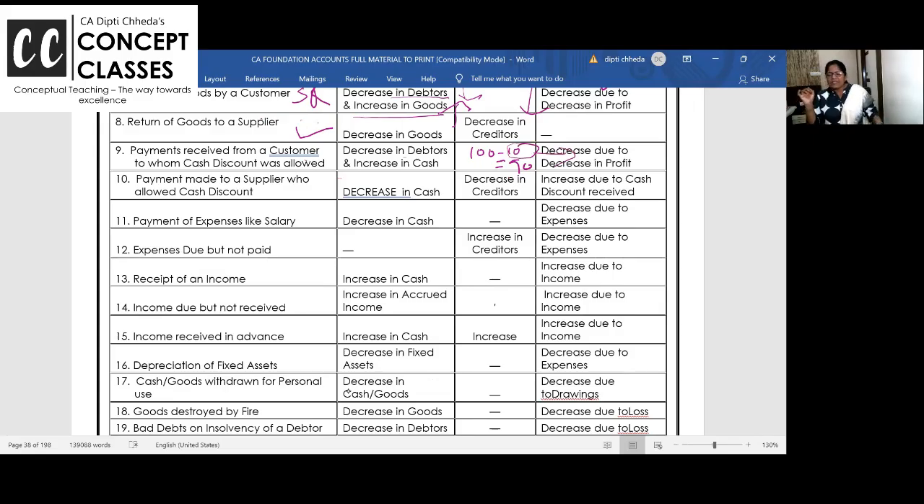Give some response in the chat box. Is this clear? I'm explaining all orally. तो आपको समझ में आ रहा है नहीं?